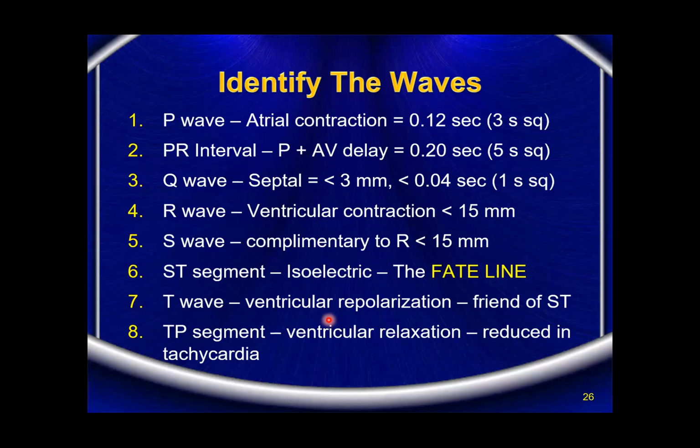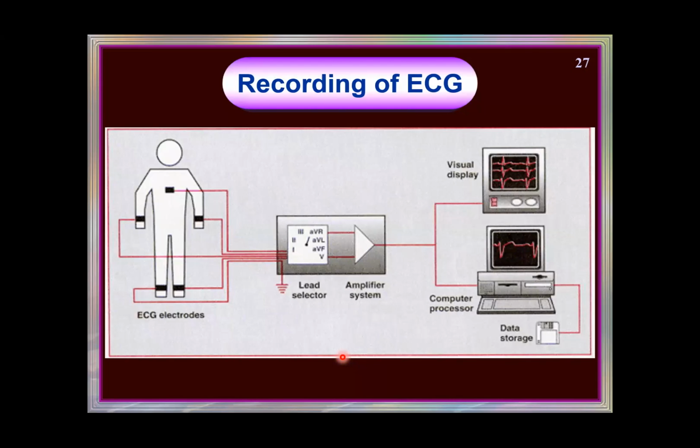That we will see. TP segment is ventricular relaxation, and this is the one which is reduced when the heart rate goes up. The contraction duration will be the same, but the relaxation time is reduced when there is tachycardia.